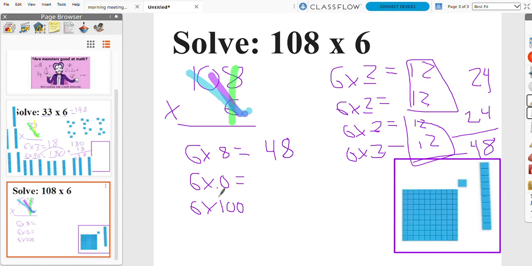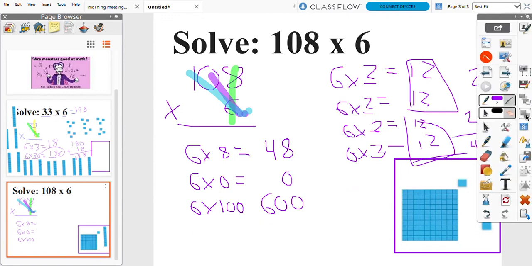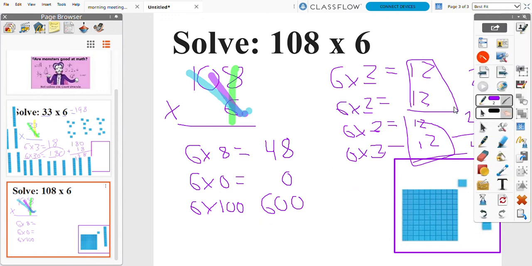Any number times 0 we know is 0. Any number times 1 is that number. Those are the two big properties that will help make things easier for your life as well. Repeat that again. Any number times 0 is 0. And then 6 times 100, well, I can count by 100s. 100, 200, 300, 400, 500, 600. This one, you could line up again if you wanted to do 600 plus 0 plus 48.